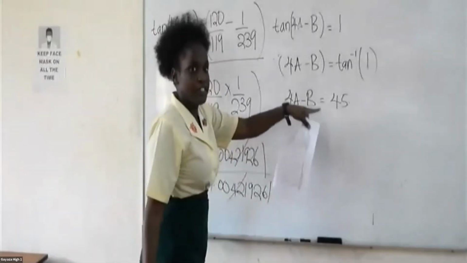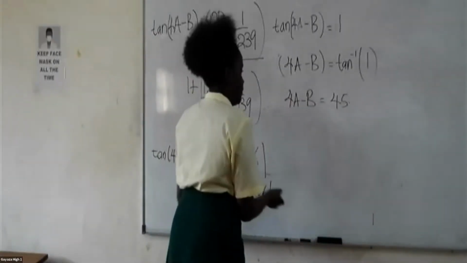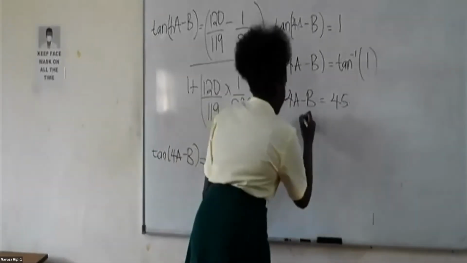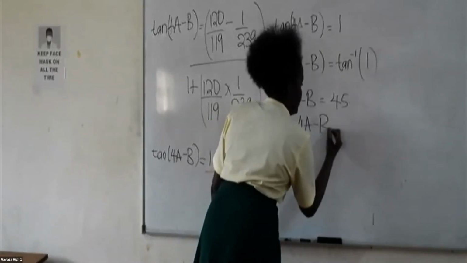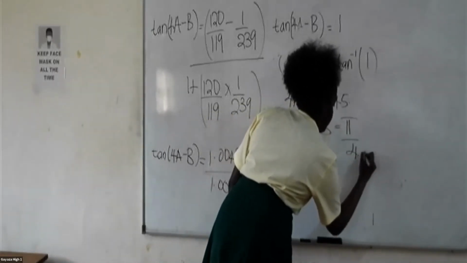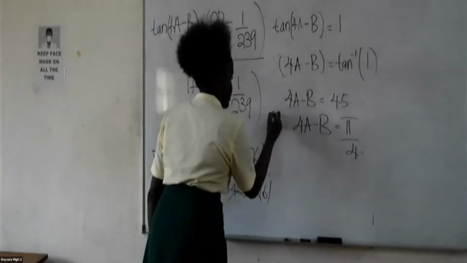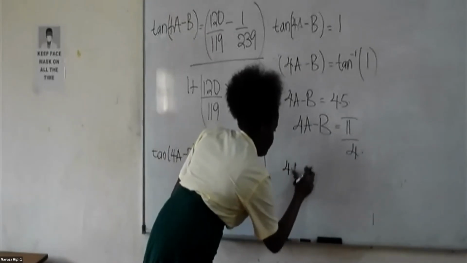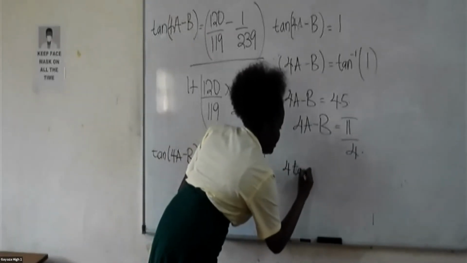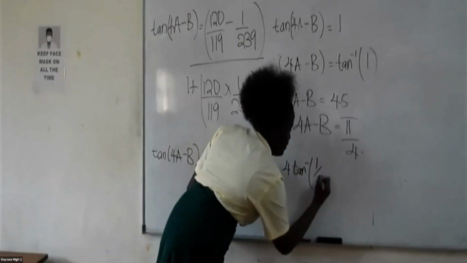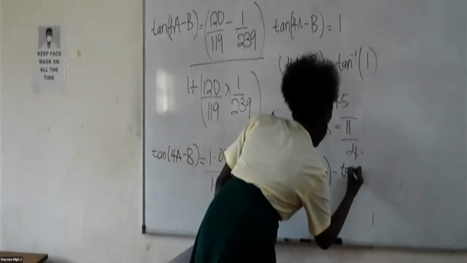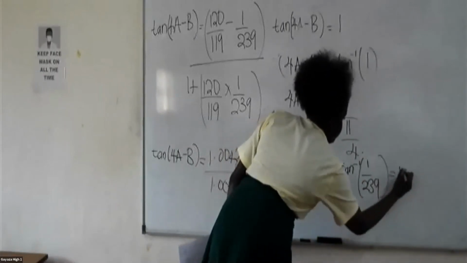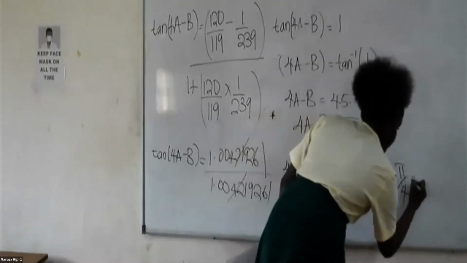So 45 degrees expressed in radians is going to be π/4. I hope we all know how to get that. It will be 45 out of 180 times π. So therefore, 4A minus B is going to be π/4. And from our first expression, if we compute it back, we'll have 4 times tan inverse of 1 over 5 minus tan inverse of 1 out of 239 is going to be equal to π/4, as required.